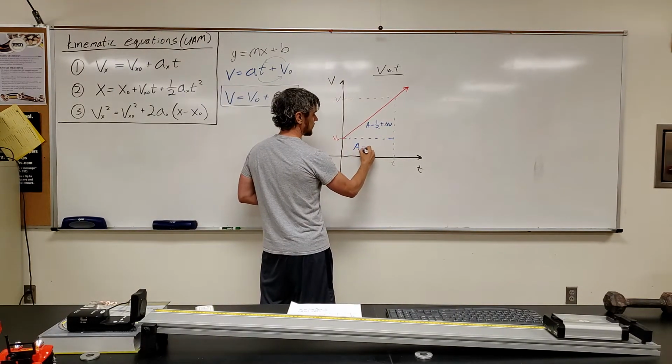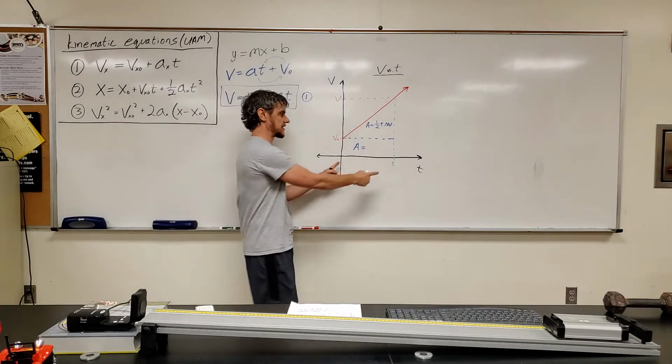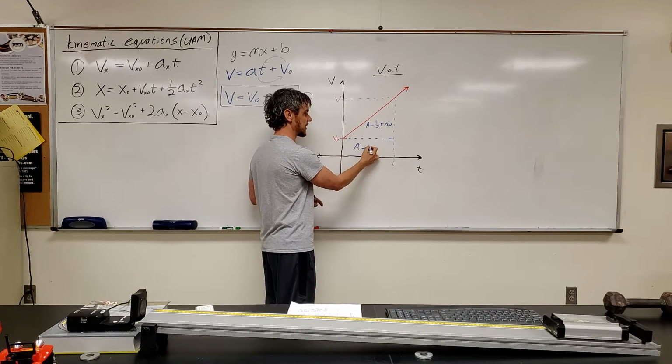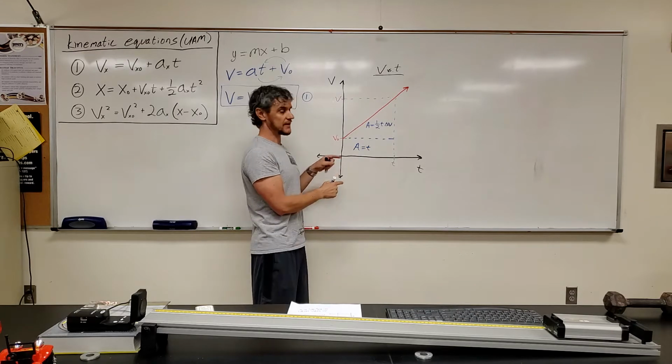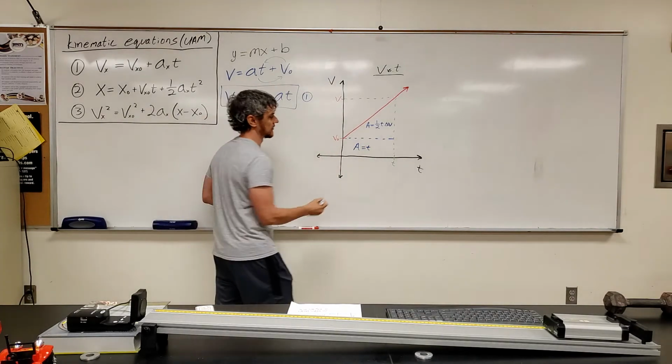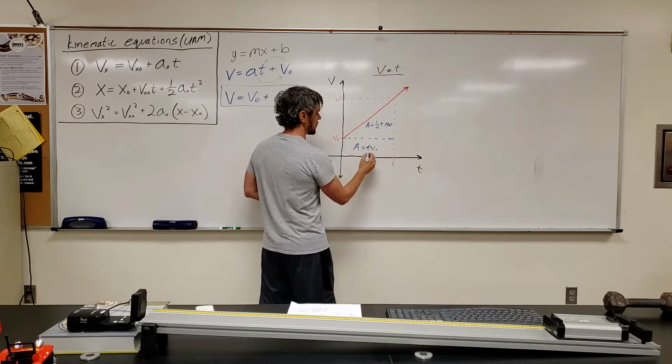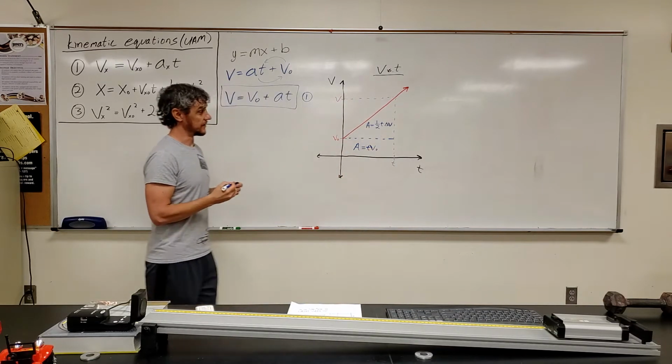The area of this rectangle is just base times height. The base is the value t, the time value, times the initial velocity. The height of this rectangle is v naught. So there's my two areas.